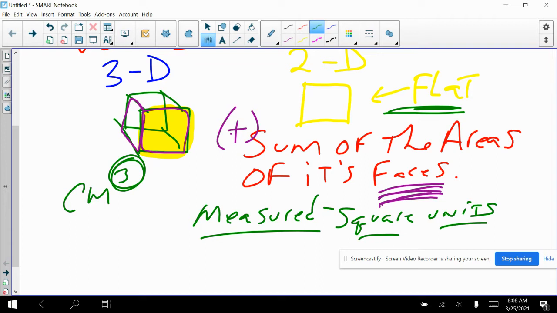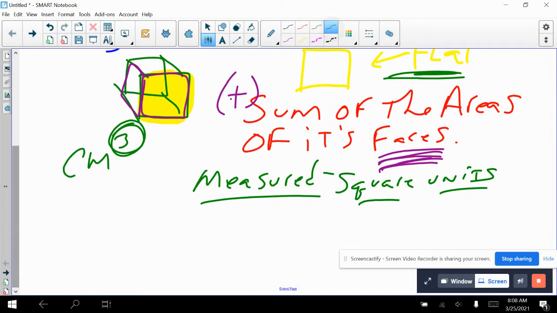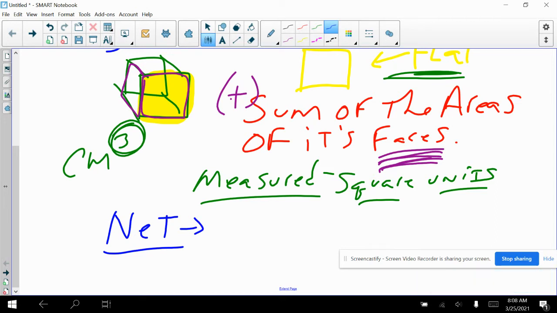The last term we're going to throw out today is something called a net. No, it's not a net to catch fish. Anybody know what a net is? Nobody? No, it's not a basketball hoop net, sorry. All right, let's define this then.